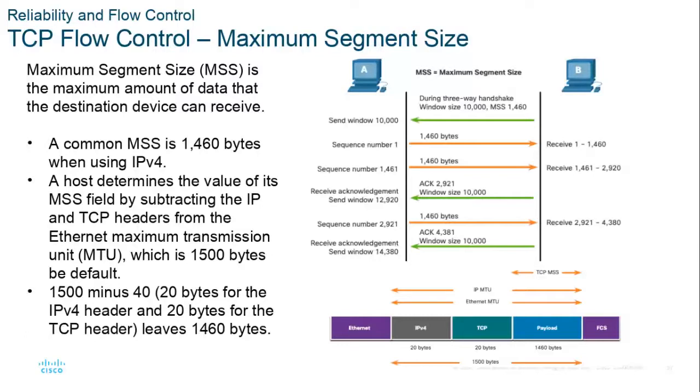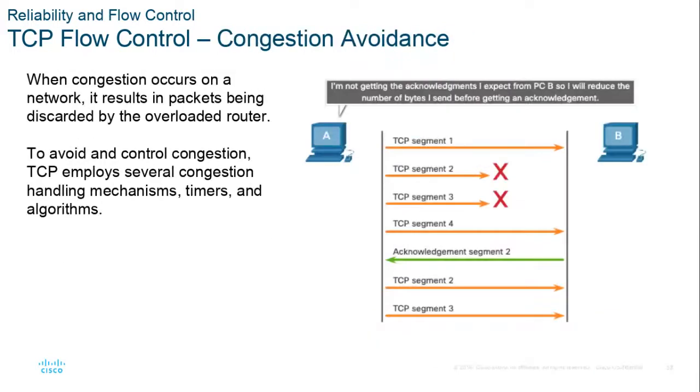So this maximum segment size is what the receiving workstation says. This is the maximum amount that I can receive at any one time. A common size might be 1,460 bytes. If we take the 1,460 bytes and put it in an Ethernet IP packet, Ethernet frames are 1,500 bytes by default, so that'll just fit properly. And if congestion occurs, TCP has some congestion methods to reduce congestion.